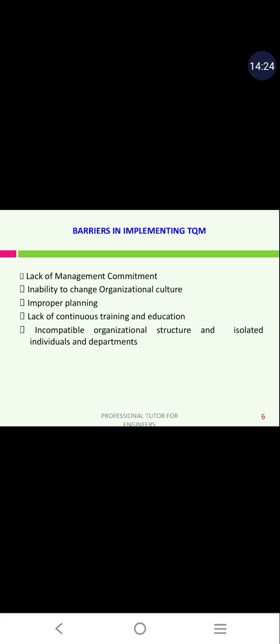So what do you mean by lack of management commitment? As we discussed earlier, without the involvement of management, no TQM program can be implemented. Without the support of management, you cannot implement the TQM. Management involvement is compulsorily required. They should involve in quality programs and they should take steps to improve the quality of the product. So that is called as lack of management commitment.